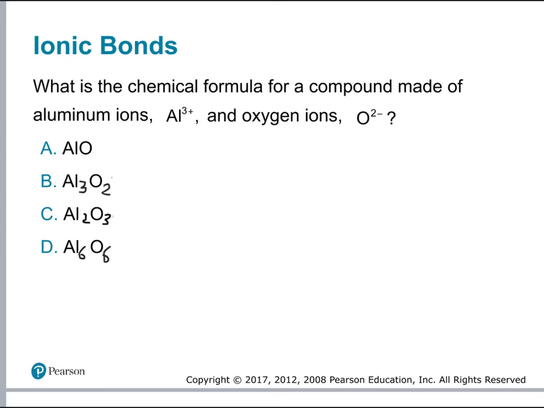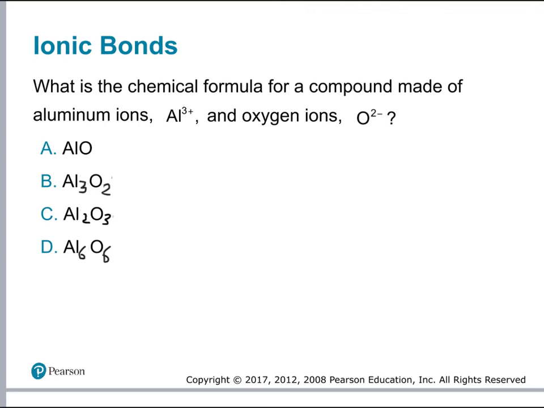So let's look at another example. Here's a question. What is the chemical formula for a compound made of aluminum ions, that is Al3+? That means there's three extra positive charges, so aluminum has lost three electrons, and O2-. So that means there's two extra electrons or two extra negative charges, and so the oxygen has gained two electrons. Now, I can't simply pair them one to one like that, because what you end up with would not be balanced in charge. That's the rule.